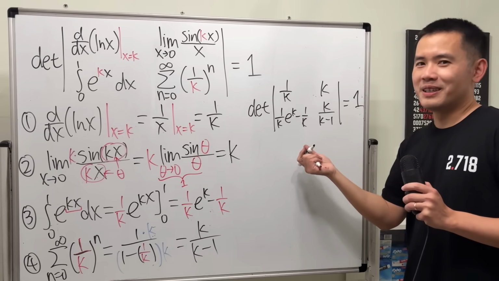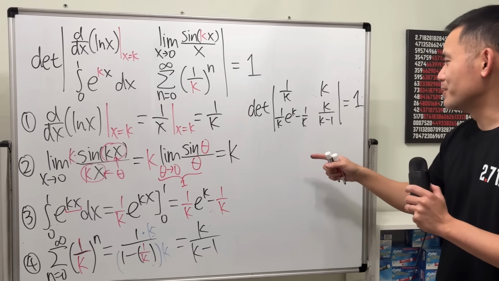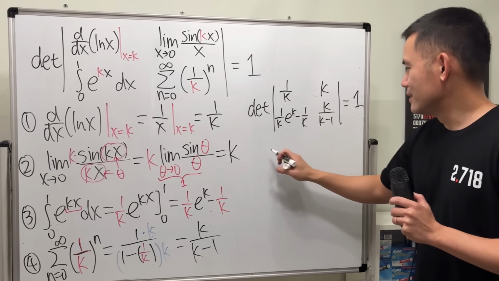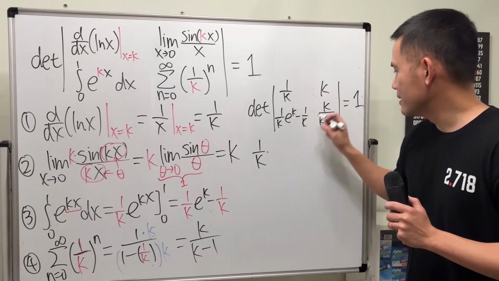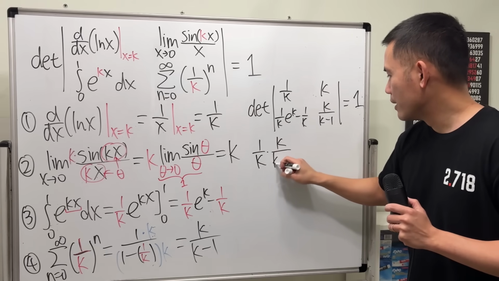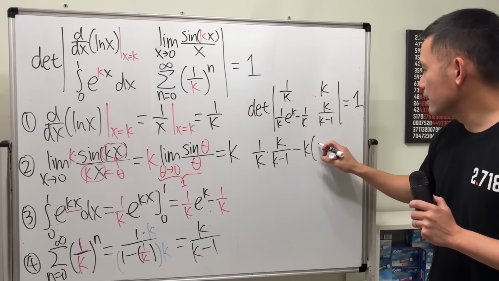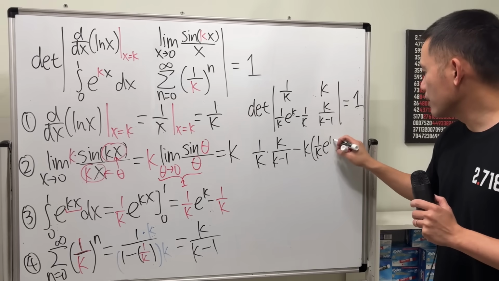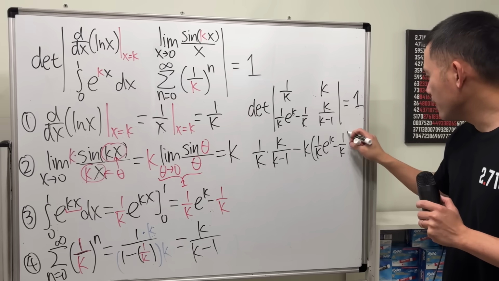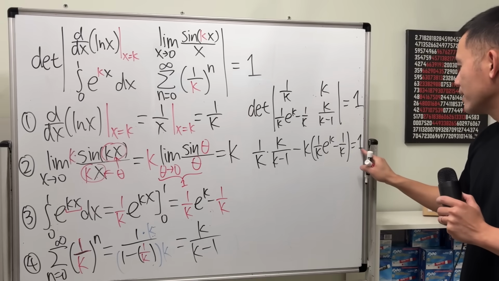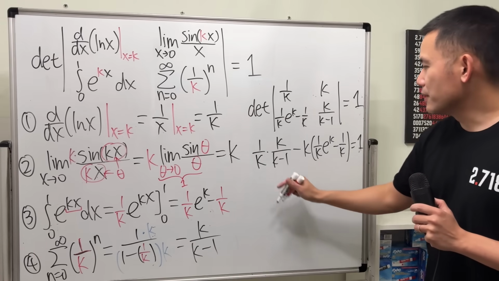Now we have to know some linear algebra for the matrix. It's not so bad. You do this times this, so 1 over k times k over k minus 1, minus k times that, so k times 1 over k e to the k minus 1 over k, and hopefully we can get 1. Alright, simplify.